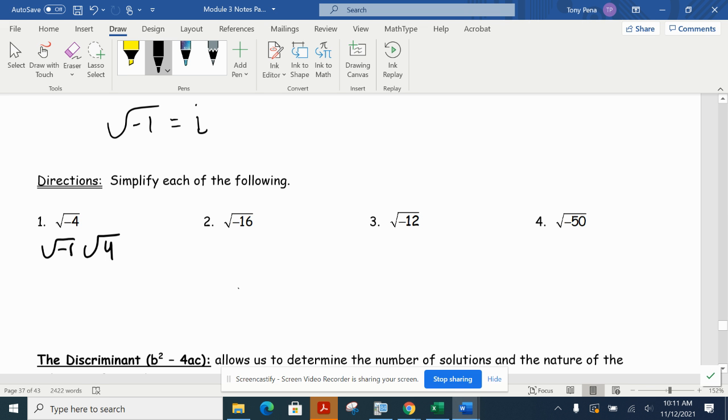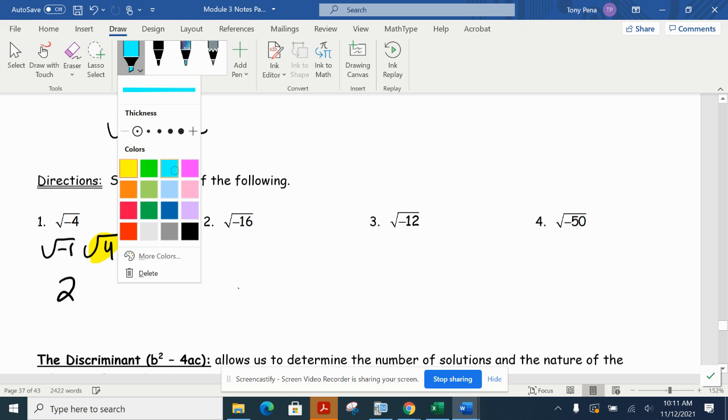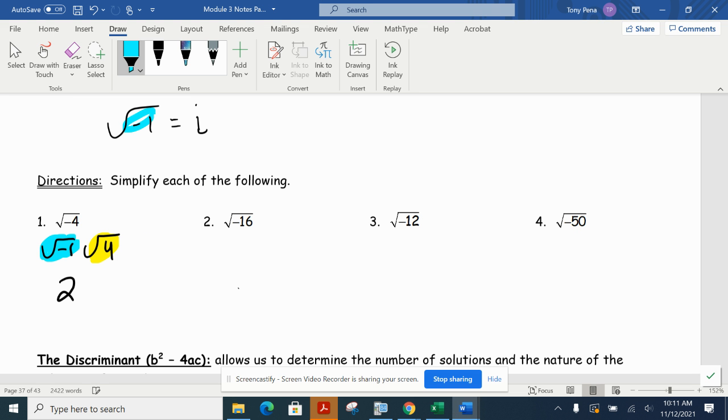All right. Then, what do we know the square root of 4 is? 2. So that still becomes a 2. All right. So this is our 2. But now we also have this square root of a negative 1. And anytime you see the square root of a negative 1, that is equivalent to an i. So you're going to write this as 2i. All right, and then that's our answer.